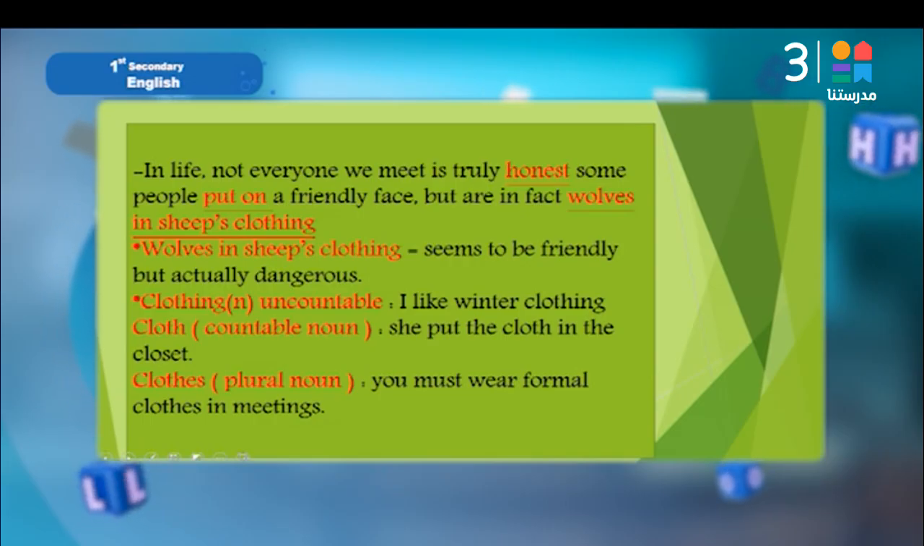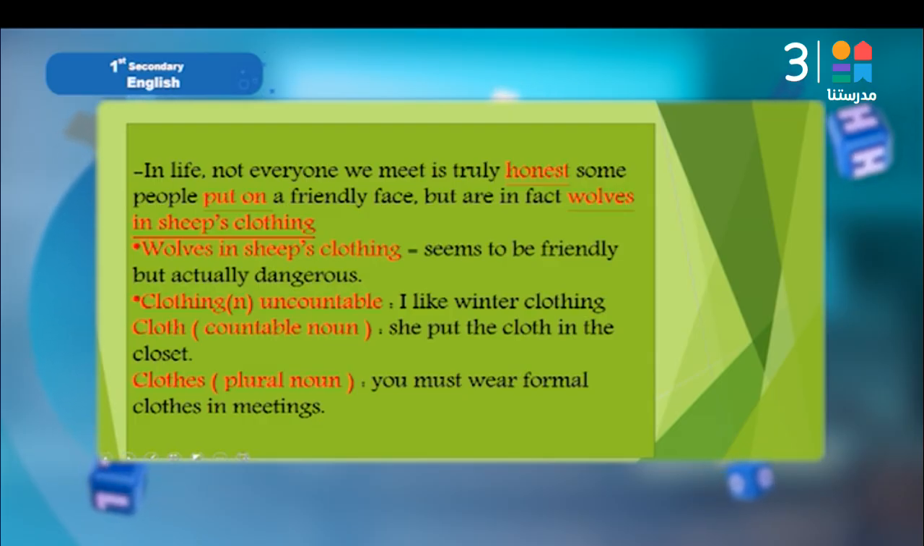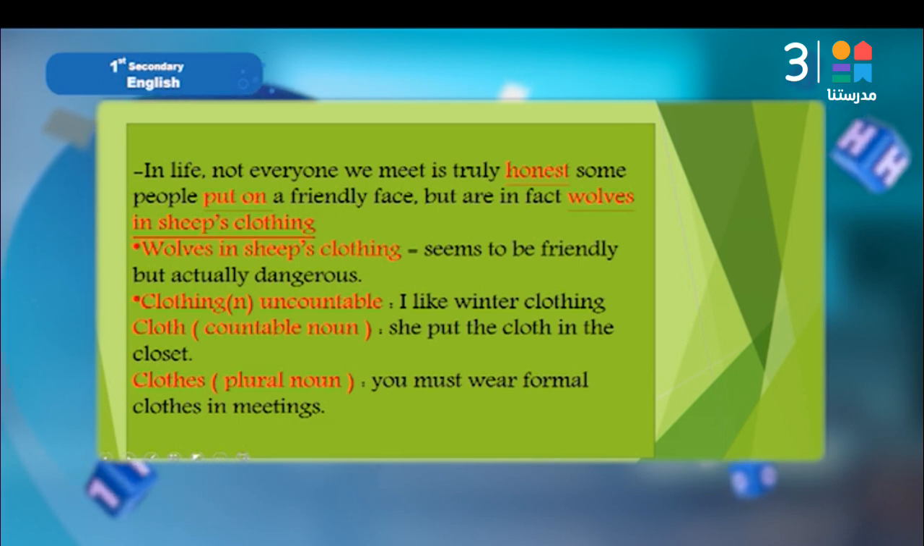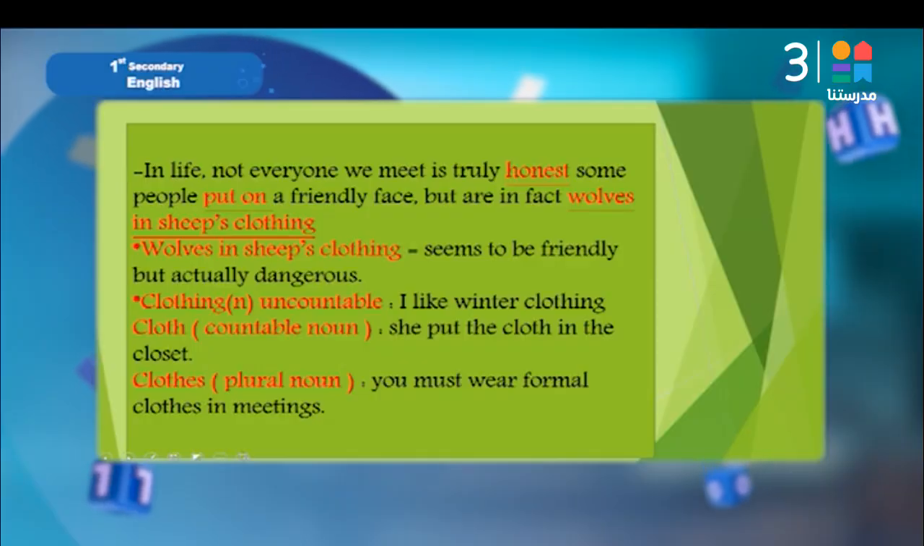Okay, so there is another word we call cloth. What does it mean? Cloth here is a countable noun. Countable means I can pluralize it, no problem, unlike the word clothing. And cloth, when it's a countable noun, means a piece of fabric. For example, she put the cloth in the closet.